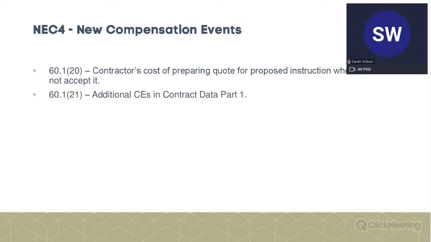So we've now got CEs in clause 60, also in the contract data part 1, also potentially in the Z clauses, so the amendments to NEC, and finally, there are some compensation events in the optional X clauses as well.